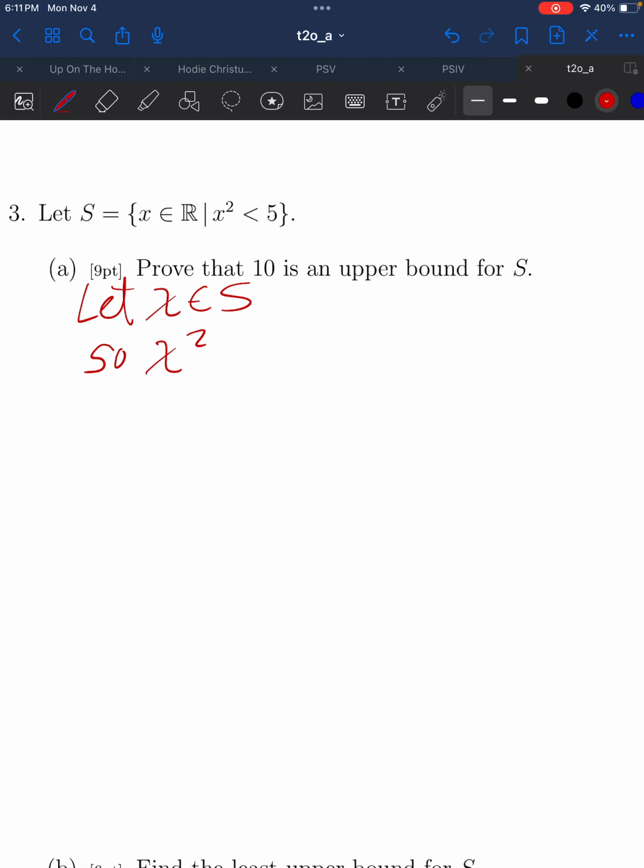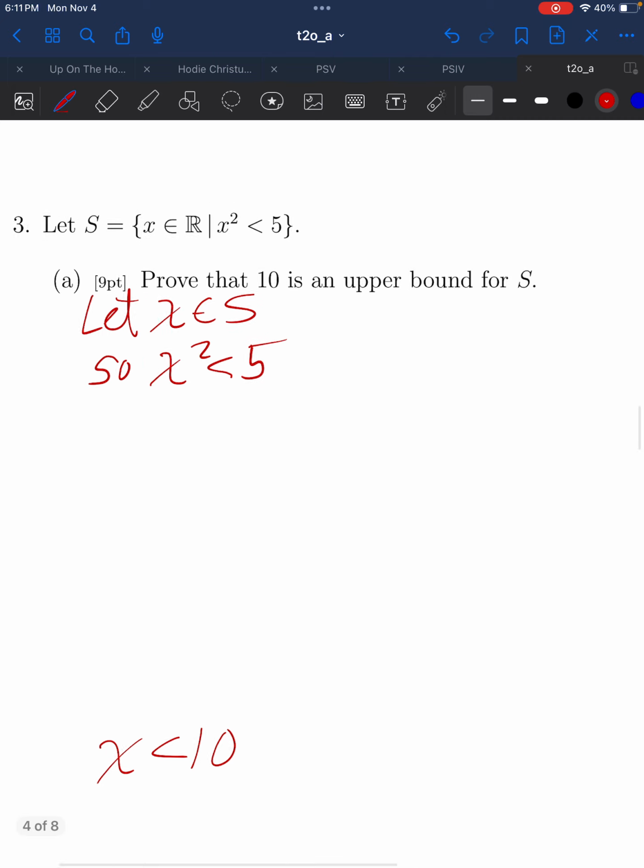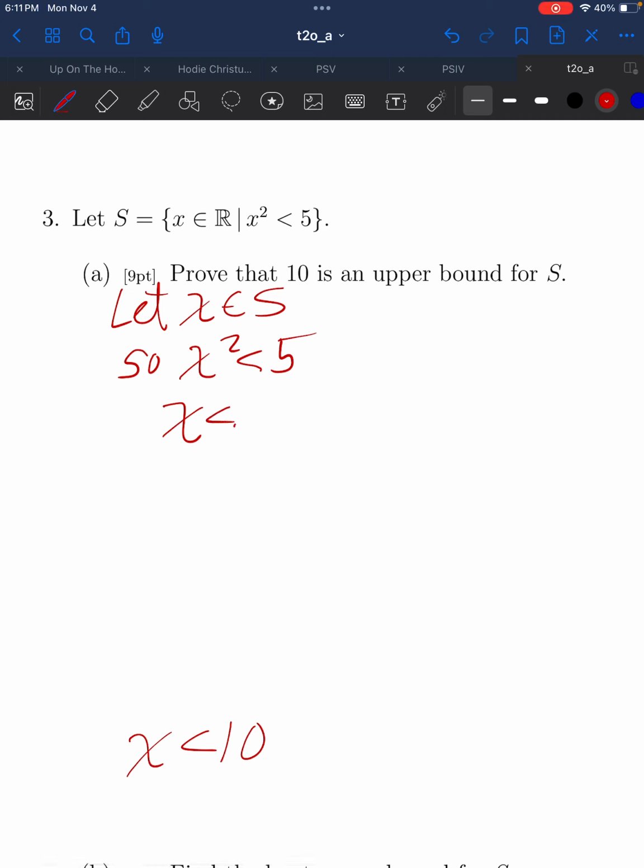So x squared is less than 5. And we want to end up with x is less than 10. Okay, two ways you can go here. One is you can recognize that if x squared is less than 5, that tells you that x is less than the square root of 5 and greater than minus square root of 5. Those are two things it tells you. And since square root of 5 is, of course, less than 10, x is less than 10. That's how most people did it.